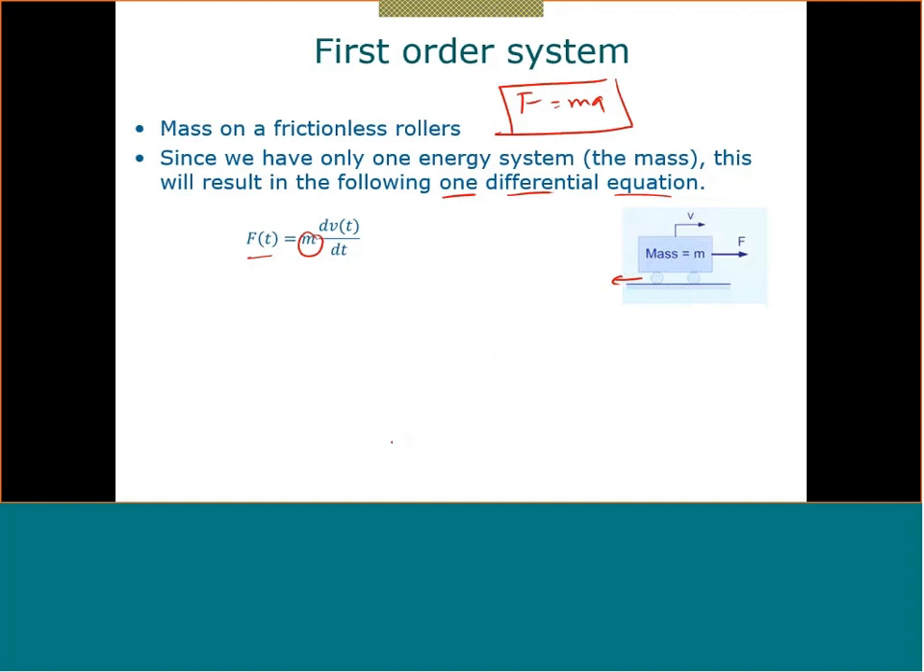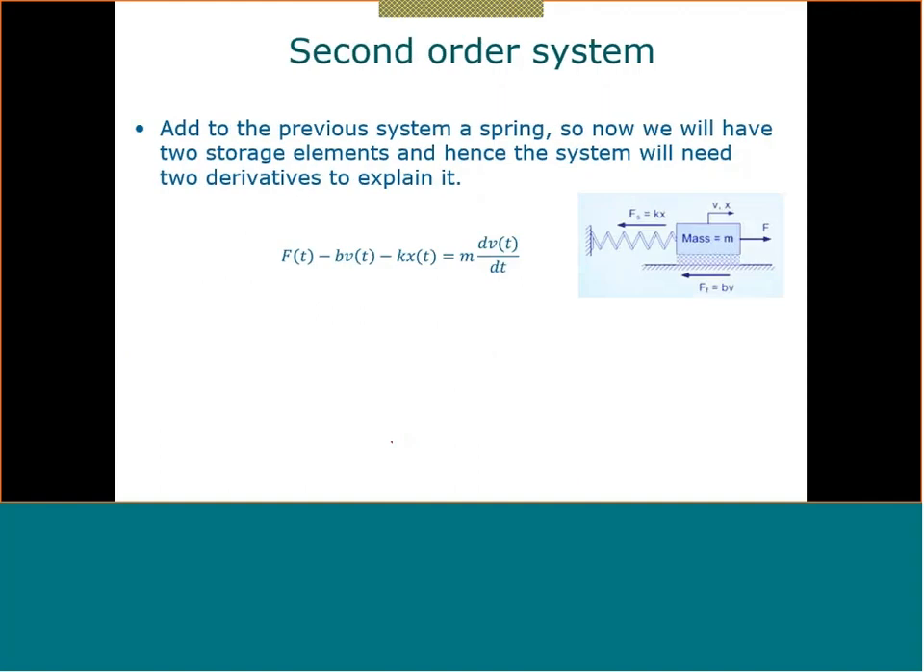Now, if I move from that system and start to have a spring, so I'm applying a force in this direction. Still we have the friction, but also the potential energy that is exerted by the spring is there. So now I will have two storage elements, the spring and the mass. Here the force minus the friction minus k times x of t equals m dv by dt.